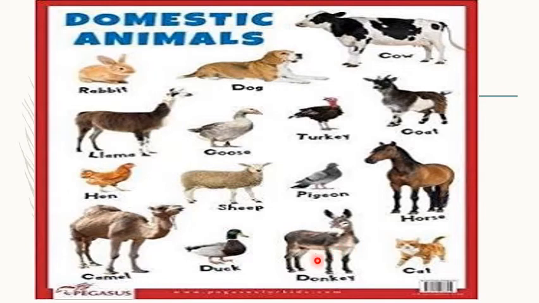Now we have donkey. Again, donkey. Good. It's a domestic animal. It's also a farm animal. When we say farm animal, we mean the animal that is used in a farm. So yes, farmers use them to carry loads. Good. The next one we have is cat. Again, cat. So these are some common domestic animals we could see around us. Okay?